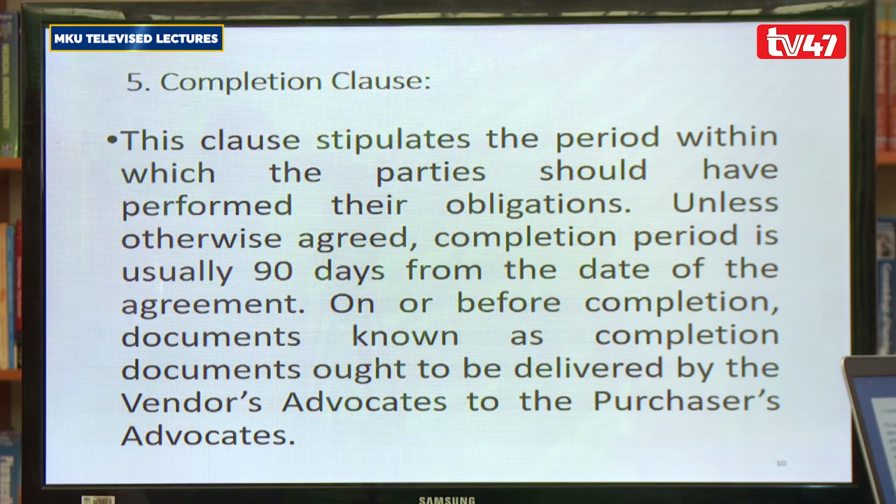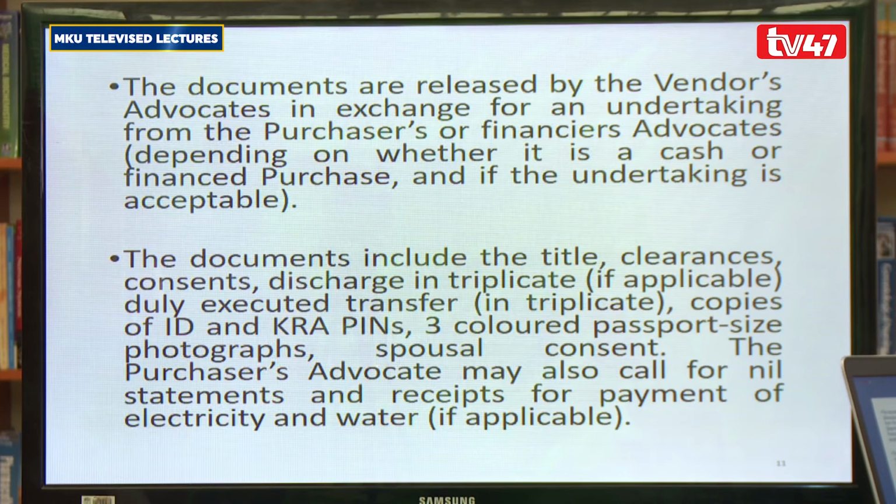Depending on how the consideration clause has been drafted and how the completion clause has been drafted, we would then move to what we call the completion stage. But before we move to the completion stage, it is important that we understand what documents would be involved in the process of a conveyancing.